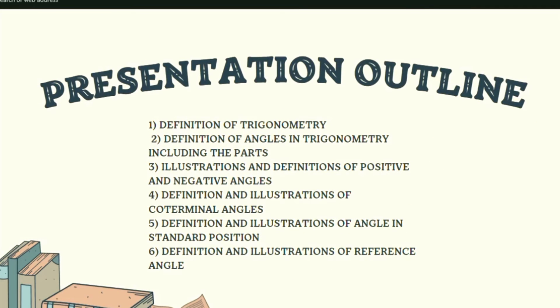This would be the outline of our presentation. First, we have to discuss and tackle the definition of trigonometry, the definition of angles in trigonometry including the parts, illustrations and definitions of positive and negative angles, definition and illustrations of coterminal angles, definition and illustrations of angle in standard position, and lastly, definition and illustrations of reference angle.